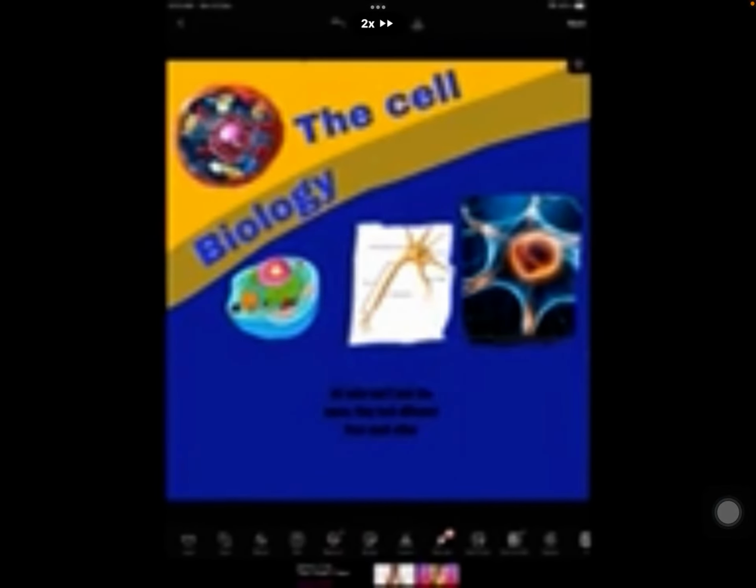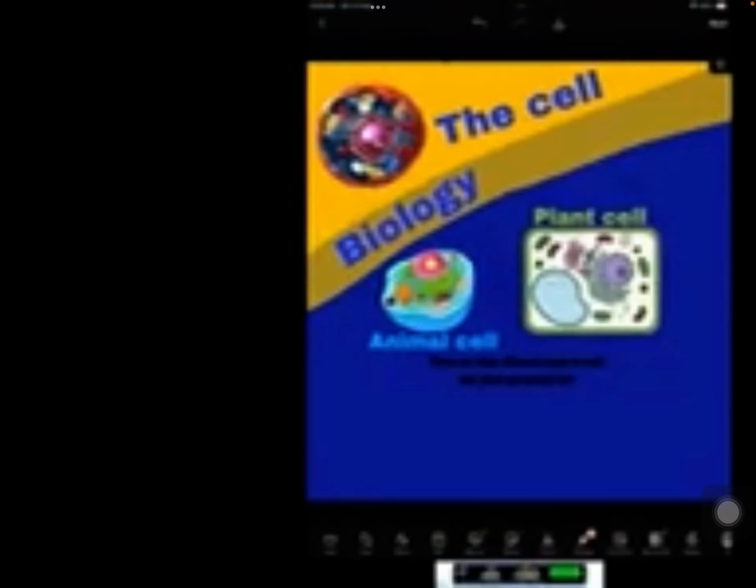There are two types of cells: plant cell and animal cell. Animal cell is present in animals, like you. I mean humans. My BFF Vishaka. I mean, humans. Humans and animals like peacock, bird, butterfly, humans. Animal cell is present in all these.